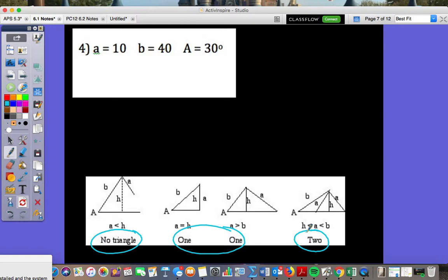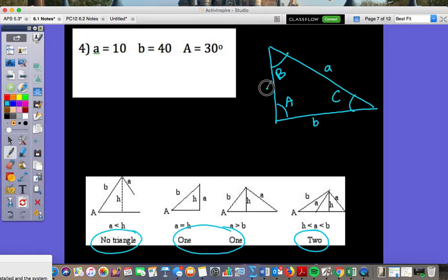All right, so let's take a look at this. We're going to set up just a random triangle. We've got angle A, side A, angle B, side B, angle C, side C. As long as they're across from each other, I'm fine with putting them wherever you want to, okay? All right, so 10 goes here. Okay, so we got 10 here.